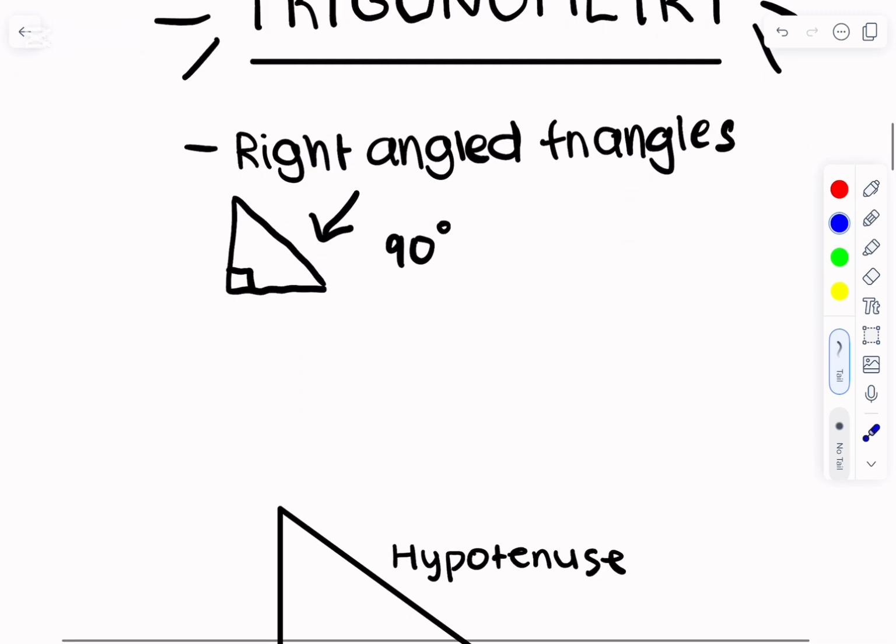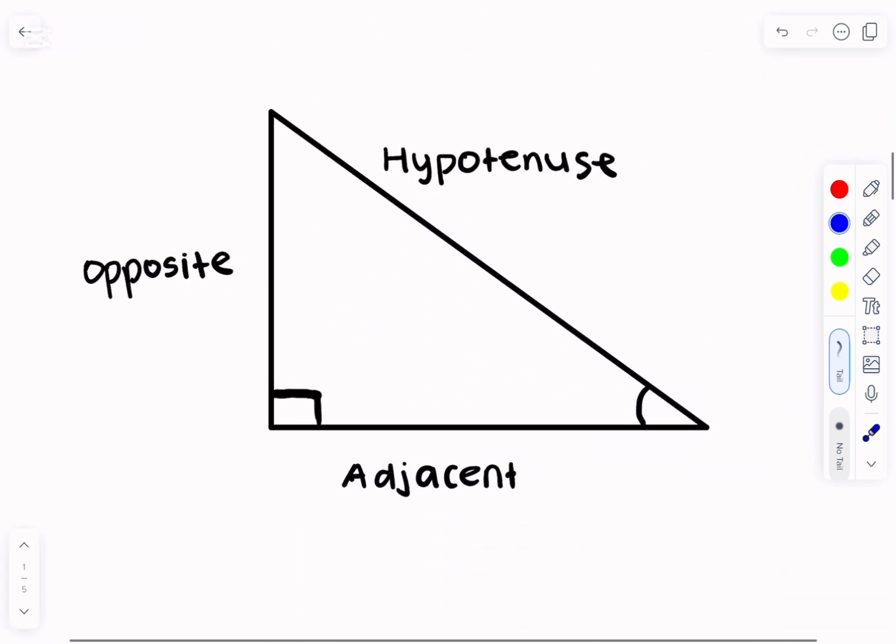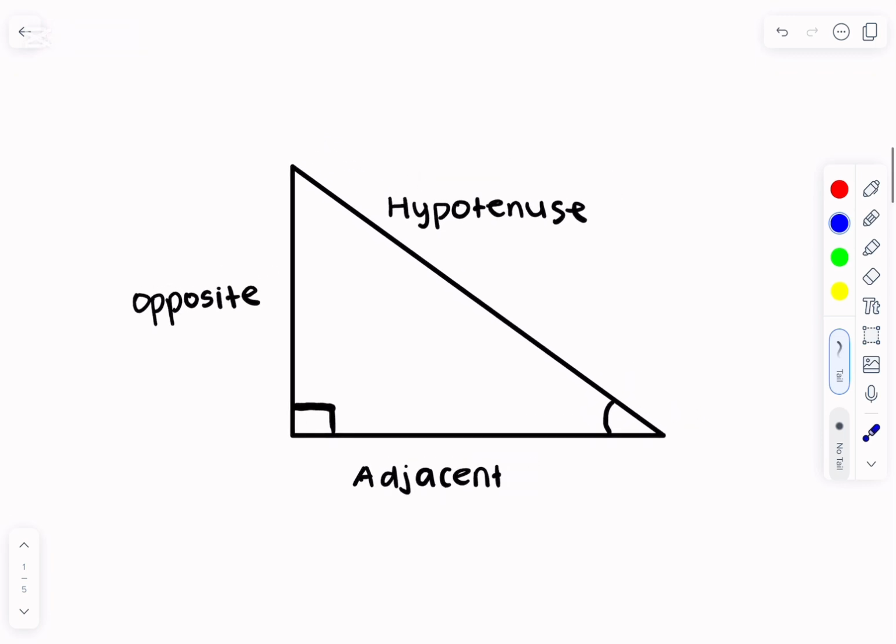Now in every right-angled triangle, we have three sides. The hypotenuse, this is the longest side of the triangle and is always opposite the right angle. The opposite, this is the side opposite the angle we're looking at. And adjacent, this is the side next to the angle we're focusing on, but not the hypotenuse.